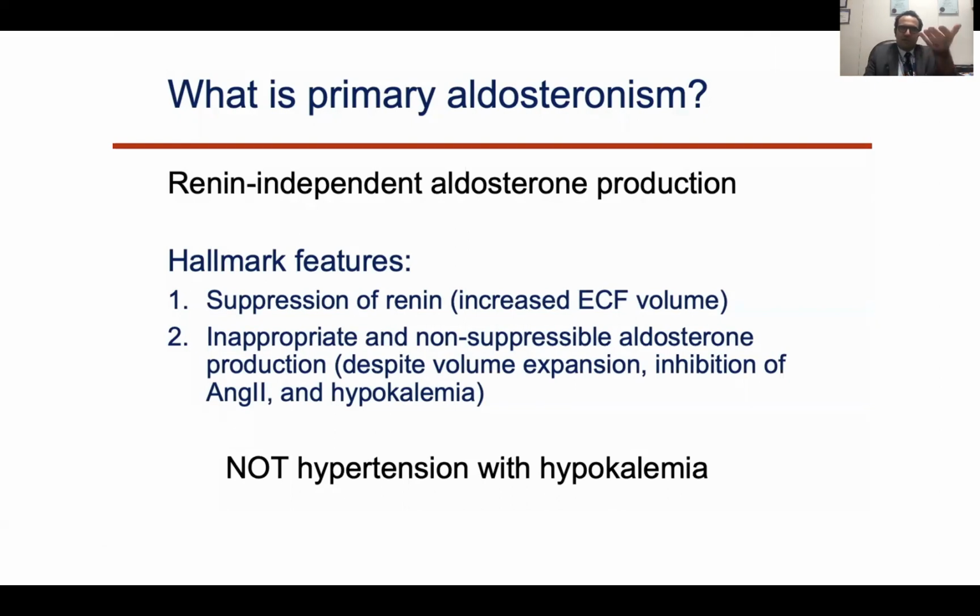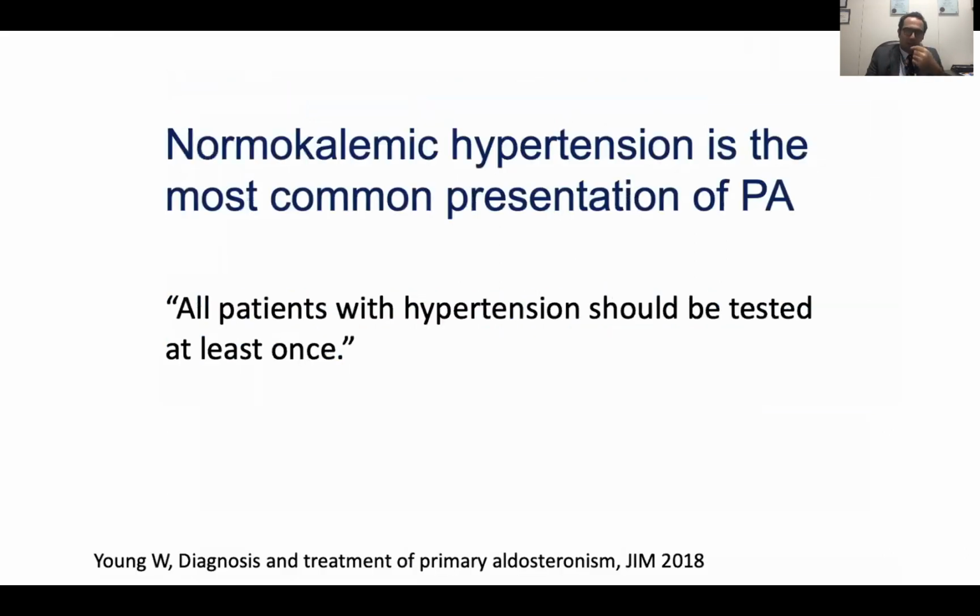Now, we know that when the ECF volume is increased, renin is suppressed. This renin suppression should result in a low aldosterone, but there is autonomous production of aldosterone, and that is independent of it. This then leads to volume expansion, inhibition of angiotensin 2, and sodium reabsorption, potassium excretion, and all that. But remember one more thing, that this is not hypertension with hypokalemia. In fact, normokalemic hypertension is the most common presentation of primary aldosteronism.